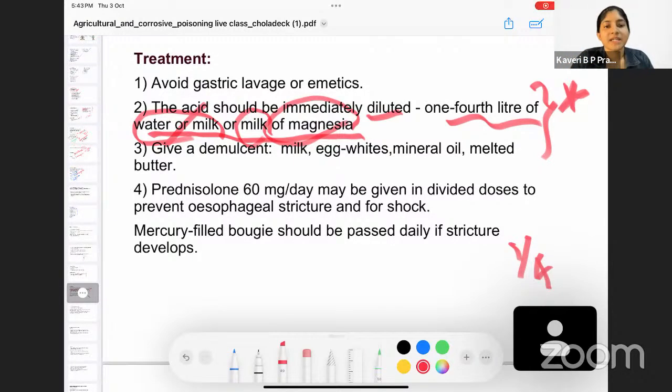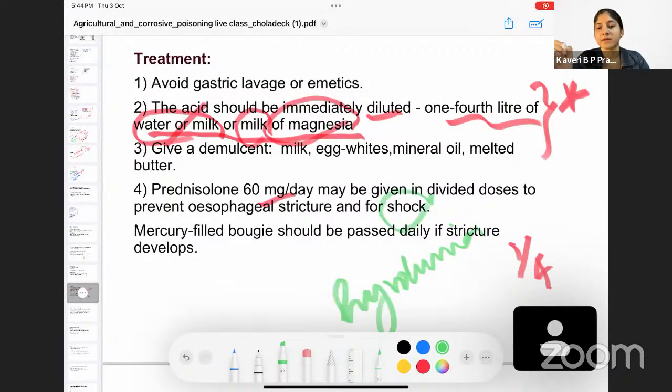Give a demulcent. Demulcents are those substances which are easily available at home, mostly in your kitchen, like milk, egg white, mineral oil, and melted butter. So what do these do? They form a coating in your esophagus and your stomach so that absorption of the poison does not take place. And you can give prednisolone 60 mg per day, in divided doses, and it will prevent the formation of esophageal stricture and also shock, because there's going to be hypovolemia in these patients. Prednisolone will prevent the person from dying from shock.